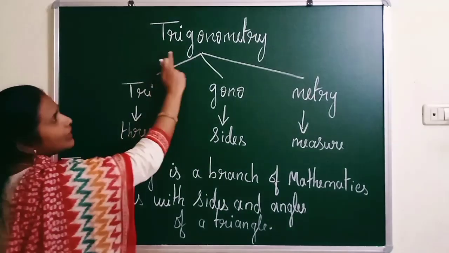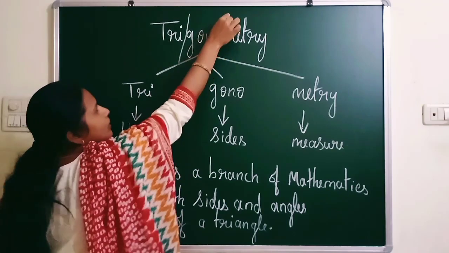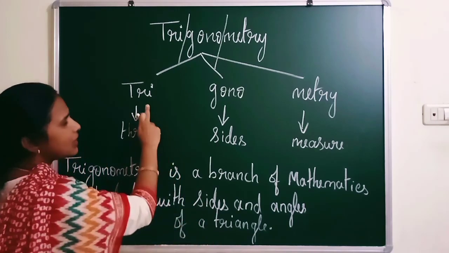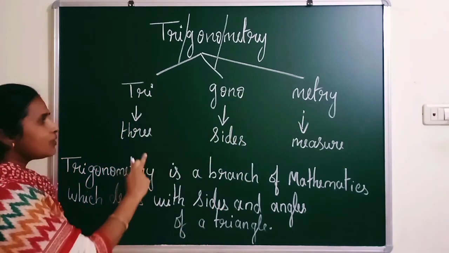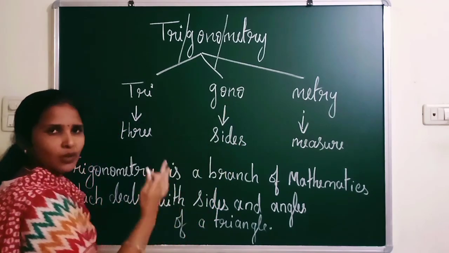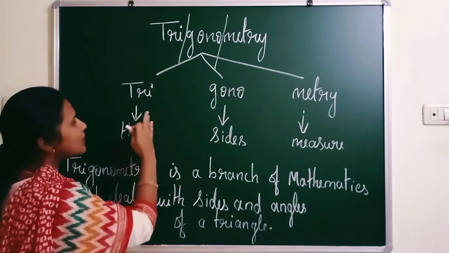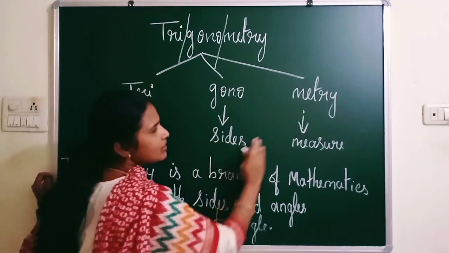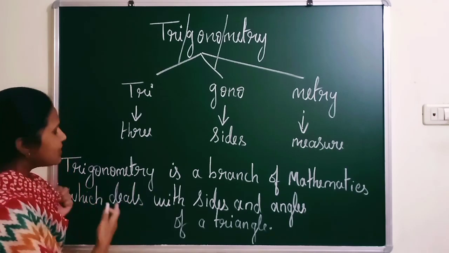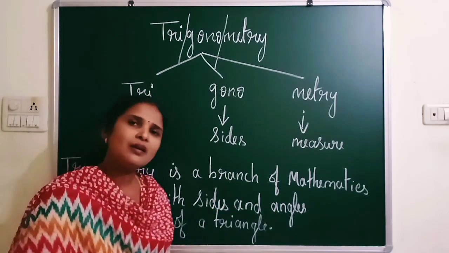The spelling is trigonometry. You can see that the word trigonometry is divided into three parts. So what is the meaning of tri? Tri means three. Gono means sides. This is a Greek word. Trigonometry is a Greek word. Tri means three, gono means sides and metry means measure. So it is nothing but three-sided measure. That is, trigonometry is a branch of mathematics which deals with the sides and angles of a triangle.